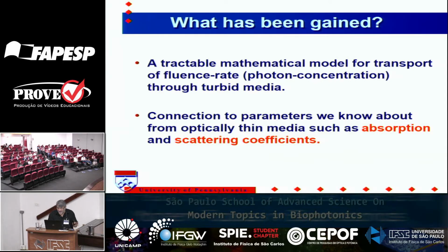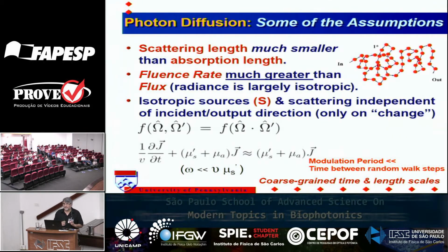So let's just take a step back and think about some of the assumptions that I've made, okay? To use the photon diffusion equation, I've assumed essentially that the scattering length is small compared to the absorption length. So there are many, many scattering events before there's an absorption event. I've also assumed implicitly, by doing the P1 approximation, that the fluence rate is much bigger than the flux, or the radiance is mostly isotropic.